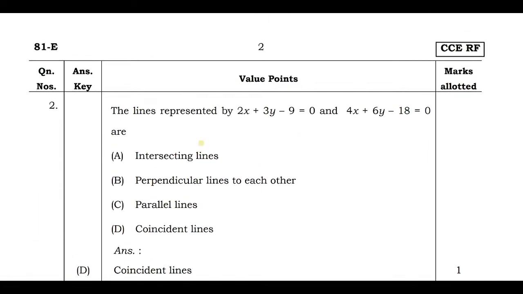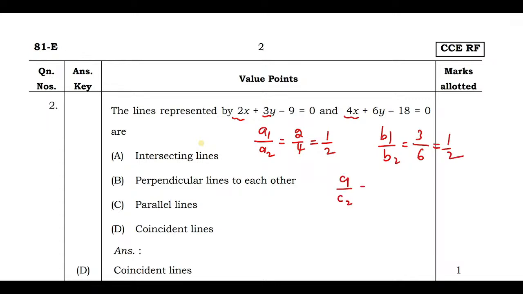Now the lines represented by 2x plus 3y minus 9 equals 0 and 4x plus 6y minus 18 equals 0 are. Now find out the ratio a1 by a2. What is a1 here? It is 2. What is a2? It is 4. So a1 by a2 is 2 by 4. What we get is 1 by 2. In the same way find out b1 by b2. b1 is 3, the same way b2 is 6. What you get is 1 by 2. Now find out c1 by c2. c1 by c2 equals minus 9 by minus 18. What you get is 1 by 2. Minus minus will cancel, 9 1s are 9 2s.